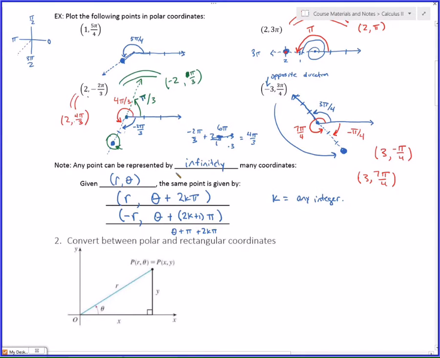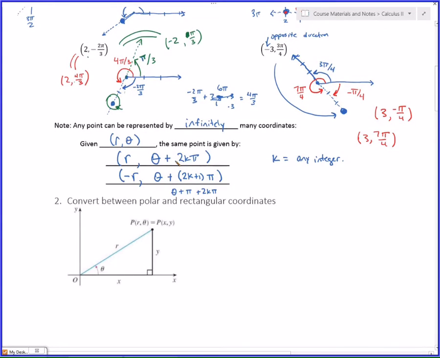Okay, so there are two things we want to be able to do with this. Now that we have a new way of denoting location, we want to be able to convert between the two. We need to be able to go back and forth. If I give you an xy, can you find r theta? If I give you an r theta, can you find xy? Then we want to take equations that have r's and thetas in them and graph them and see what they look like. Okay, let's first talk about converting between polar and rectangular coordinates.